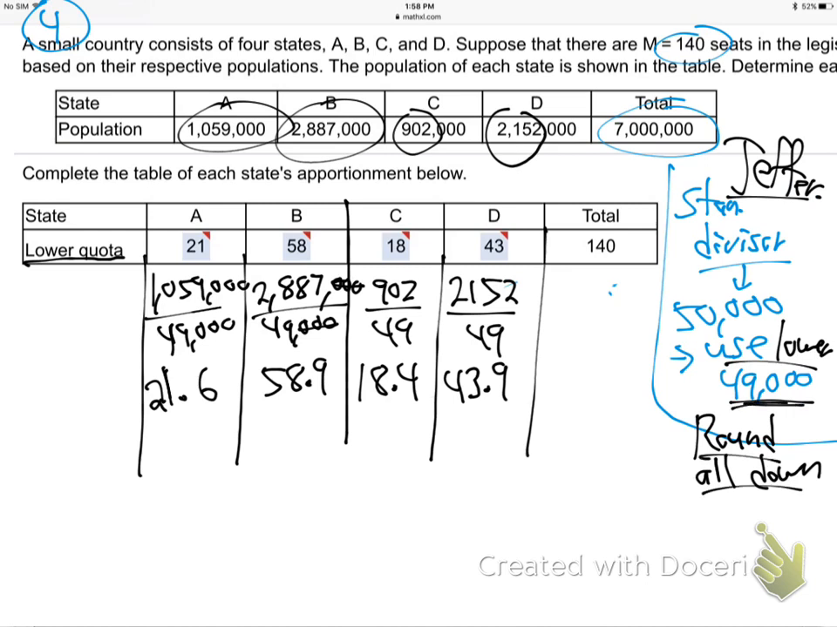Basically, when we get to Adams, he'll say use a higher divisor, round everybody up. He'll just go the opposite. And Webster will say round off. We'll get to that. So basically, these are the methods. Jefferson said lower divisor, round them all down. So I'm going to round all those numbers down now.